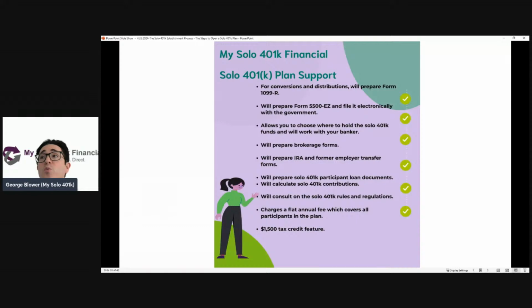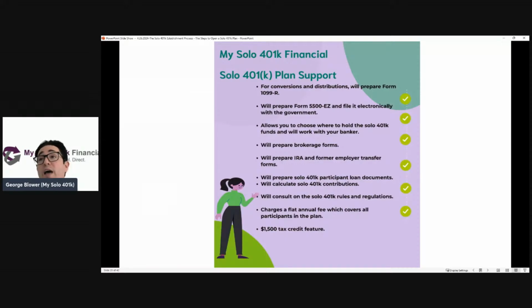We allow you to choose where to hold the solo 401k funds, right? Like we talked about, you can open it up at hundreds of different banks, many different brokerages. We'll prepare the paperwork to open up the accounts. For example, at the brokerages, we'll prepare the transfer paperwork. We'll prepare the solo 401k loan documents for folks that want to take a solo 401k loan. We're helping clients calculate the contributions. What are the limits in their specific scenario, right? What are the rules, right? Can I make this type of investment? How would it work? Exactly. We're educating them on the rules and regulations.